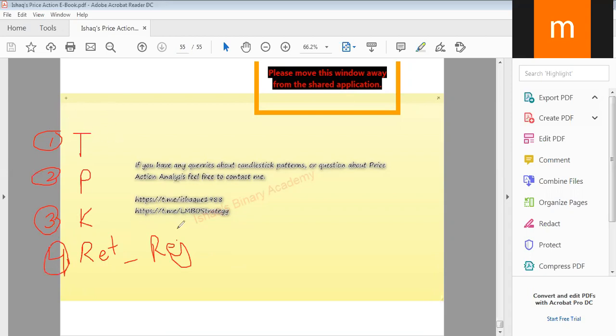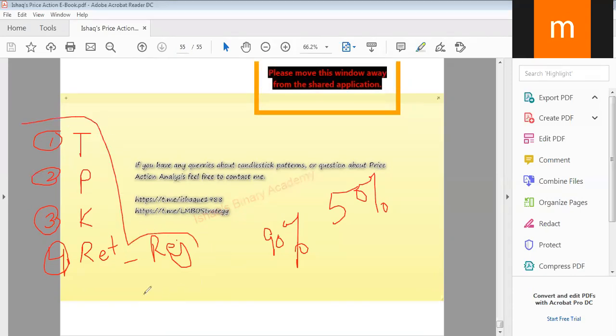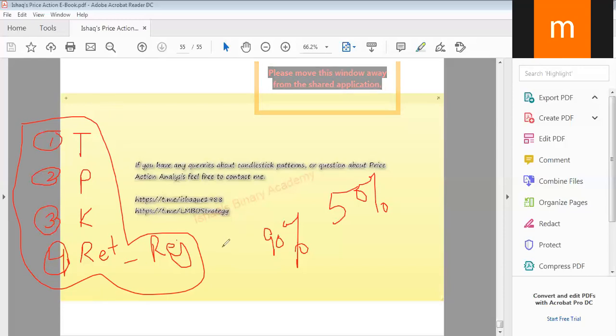If you can apply these four things on the trading platform, you will win 90%. Understand? If you miss any one thing, then your trading comes down to 50% success. So it's up to you how many things you apply on your trading setup. Follow the trend, follow the pattern, follow the key level, follow the retracement and rejection candle. After confirmation of all these things, then you place a trade, and your trade will win 90%.